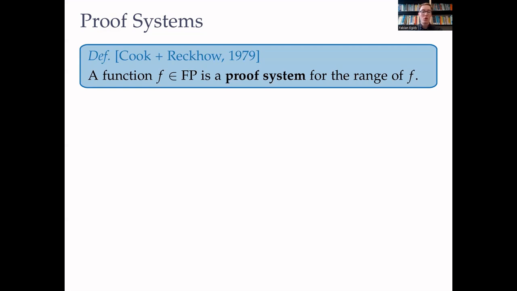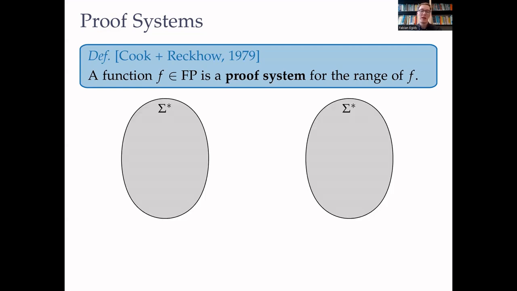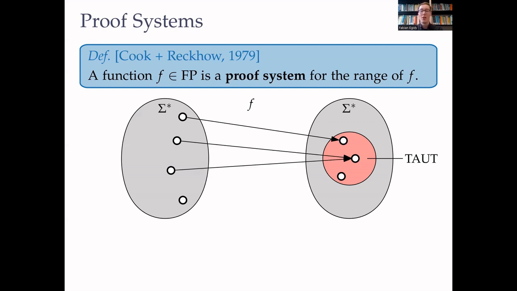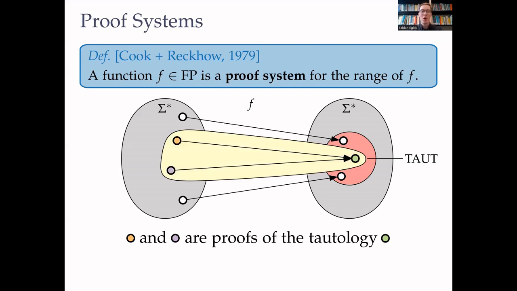So let's say we want to have a proof system for the set containing all propositional tautologies. We abbreviate the set with TAUT, and then any polynomial time computable function whose range is precisely TAUT is such a proof system. And here we name this function f. And now f maps all inputs onto tautologies, and this mapping does not necessarily have to be injective. And for a given tautology, all inputs that f maps onto a tautology are proofs of this tautology in f. So here the orange and purple input are proofs for the green tautology.